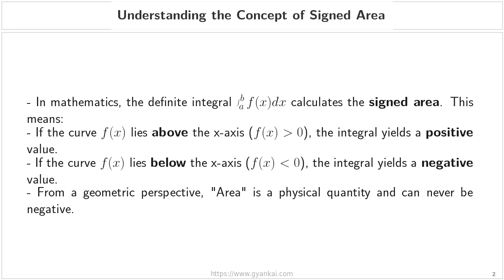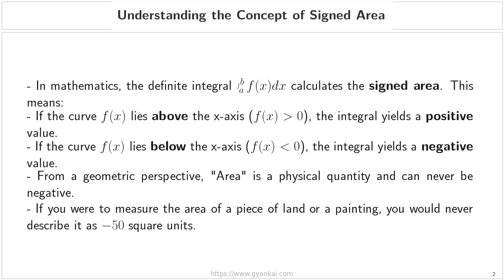From a geometric perspective, area is a physical quantity, and a physical quantity can never be negative. Think about it this way. If you were measuring the area of a piece of land or the surface of a painting, you would never tell someone that the area is negative 50 square units. That just doesn't make sense in the real world.